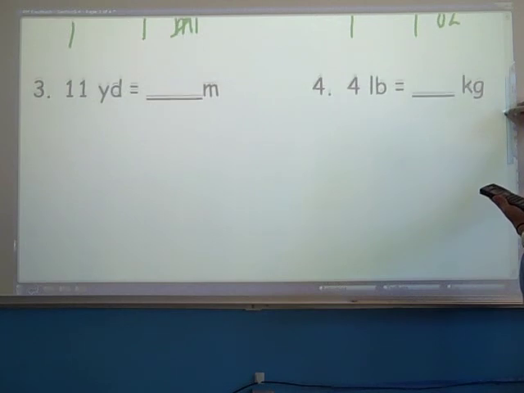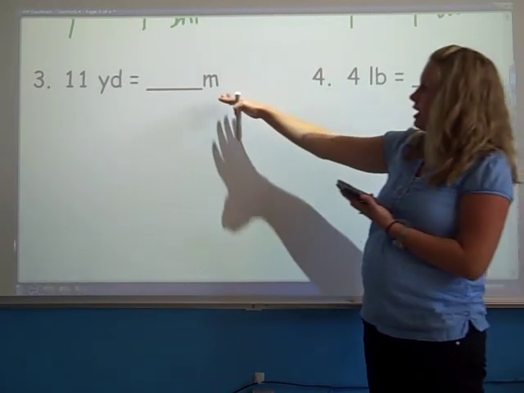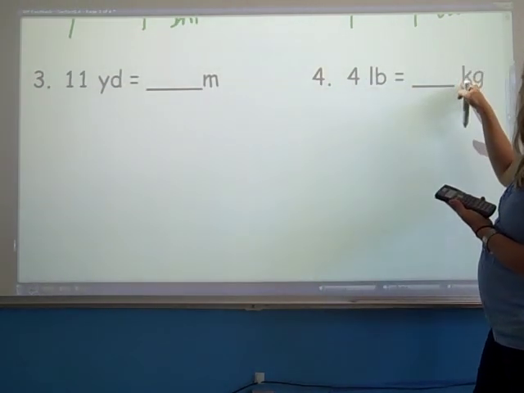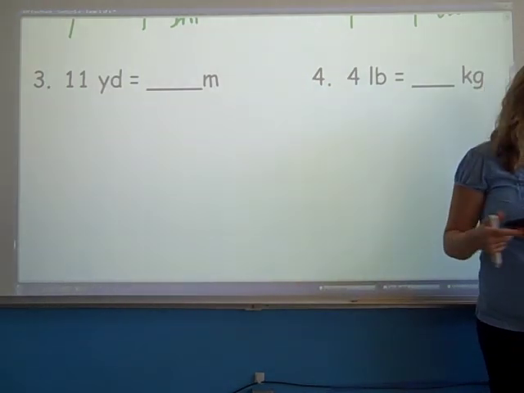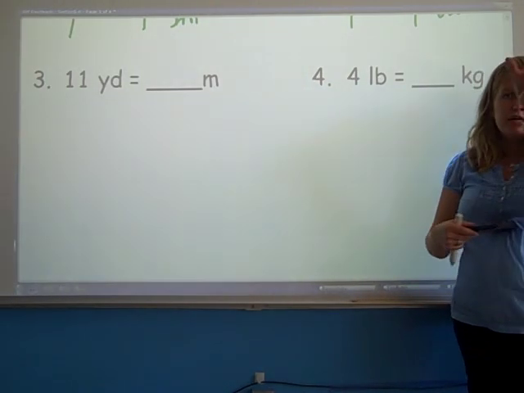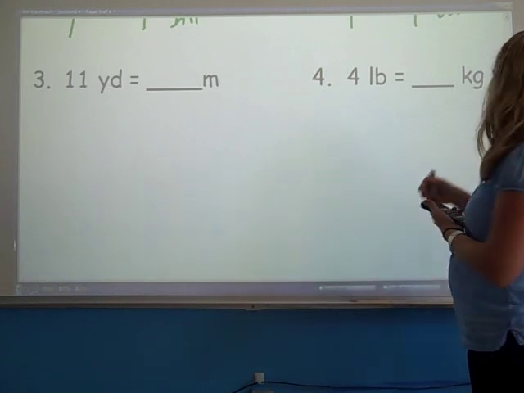Okay, so you're going to try those two. 11 yards to how many meters? 4 pounds to how many kilograms? Okay, you're going to use the table, write the two fractions, multiply out, and simplify.